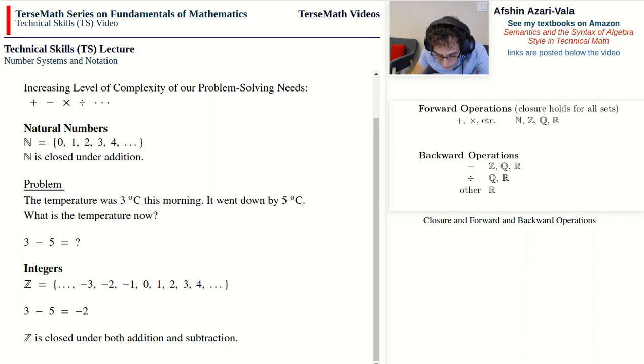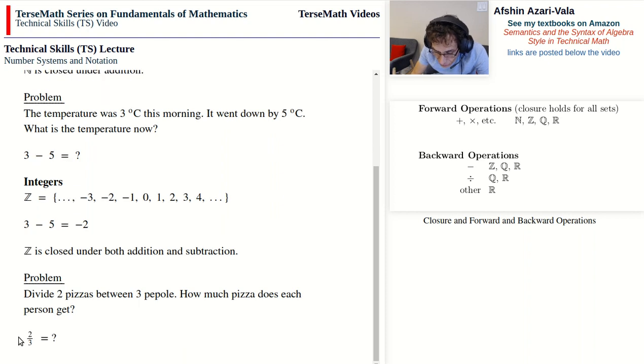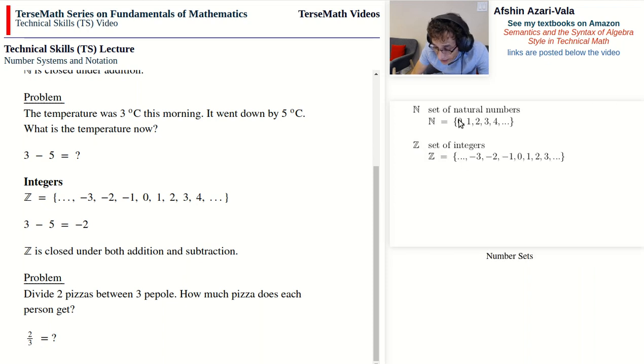All right, let's move on to the next problem. This problem says that we want to divide 2 pizzas between 3 people. How much pizza does each person get? To solve this problem, we have to divide 2 by 3. At present, we don't have fractions yet, and the horizontal line should be interpreted as division. So we're talking about 2 things divided into 3 parts. And I will not be able to write the answer to that problem, given that the only numbers that I know are the numbers in N and Z over here.